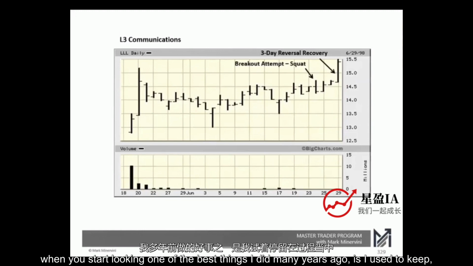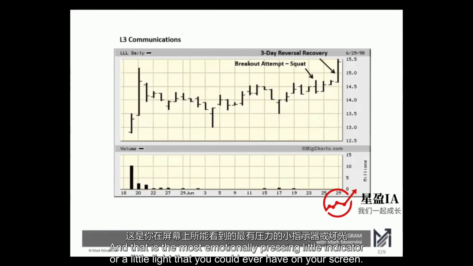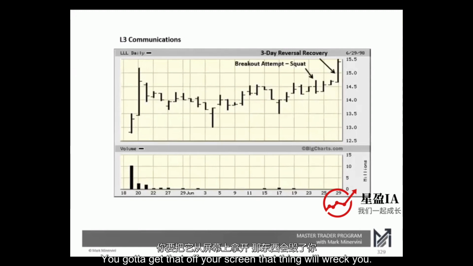One of the best things I did many years ago: I used to keep, and some of you probably have this to this day, that little box on your screen that shows your total gain or loss for the day. So if you have 10 stocks, it's going to calculate and say you're up or down, let's say $3,000, and that thing just ticks away. And boy, that is the most emotionally pressing little indicator you could ever have on your screen. When things start turning against you, and you see it go 6,000, 7,000, 10,000, oh, it's horrible. You've got to get that off your screen. That thing will wreck you. Well, I took that off my screen, and my decisions improved so much, and I calmed way down. So, stay in process. But yeah, I did not know that about you, Dave.